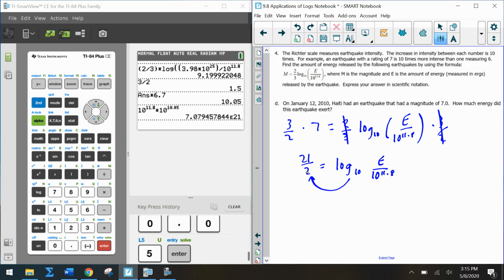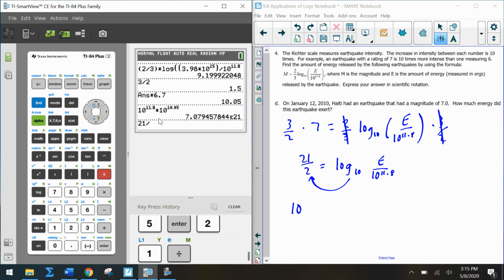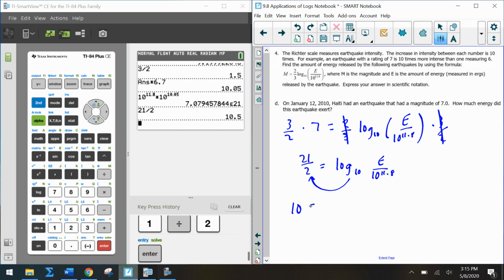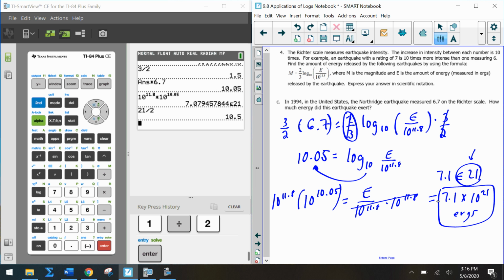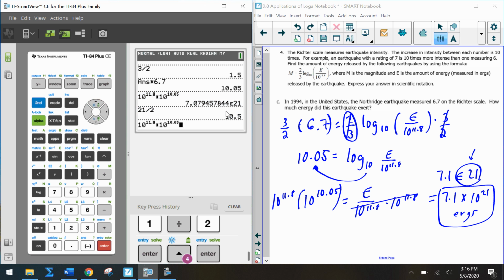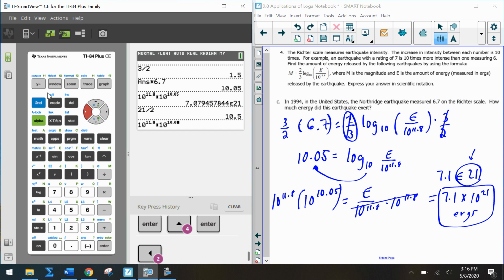And now I'm going to rewrite it as 10. So 21 divided by 2, we end up with 10.5. So 10 to the 10.5 equals e over 10 to the 11.8. So we got to multiply both sides by 10 to the 11.8. So e ends up being, let me scroll back up here so I can hit enter, and I can just change this to, I'm going to hit delete and go inside 10.5, right?